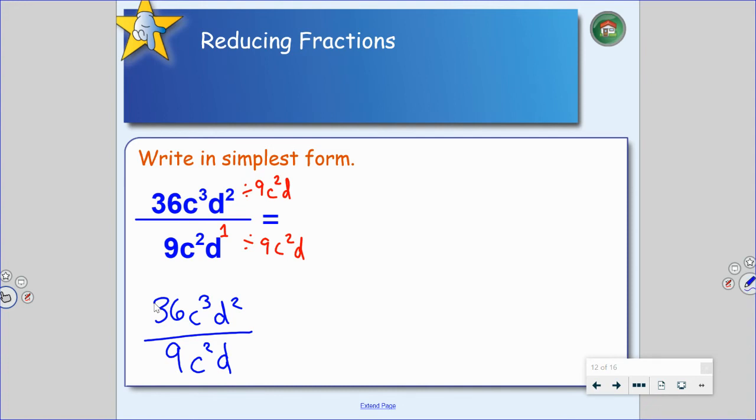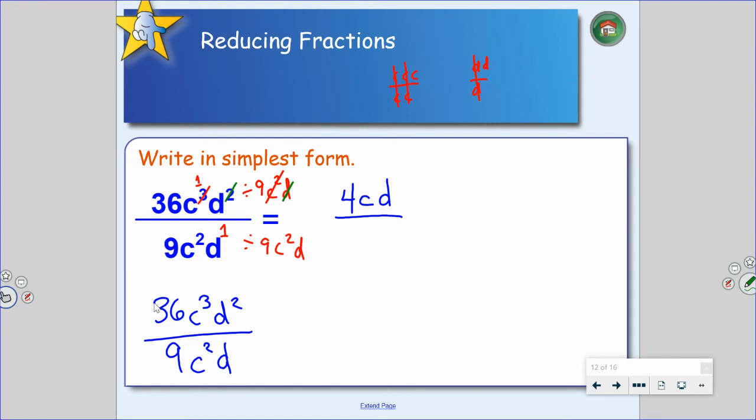All right, so let's go ahead now and divide by this greatest common factor. 36 divided by 9 is 4, of course. Now picture c cubed divided by c squared, leaving a single c left over. Sometimes I even cross them out like this and write a new 1 in that place. All right, how about d squared divided by d, where one of them cancels out, leaving us again with a single d. If you wish, you could cross it out as such.